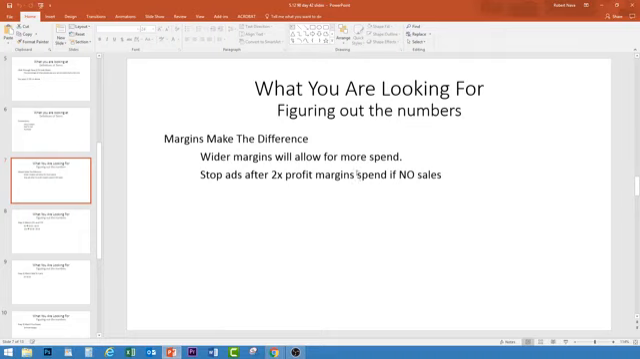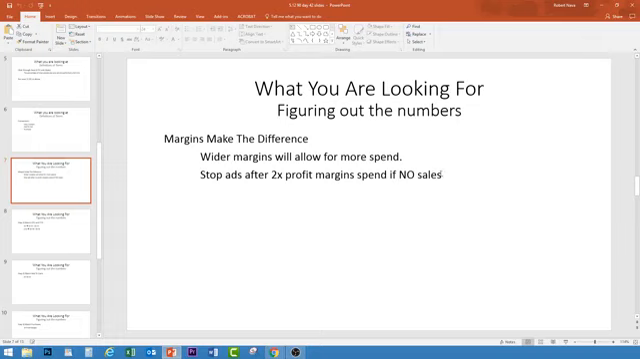Okay? So if I'm buying a product for $5 and I'm selling it for $10, my profit margin is $5. So 2 times my profit margin would be $10. So if I spend $10 and don't get any sales, I'm turning off my campaign, right?